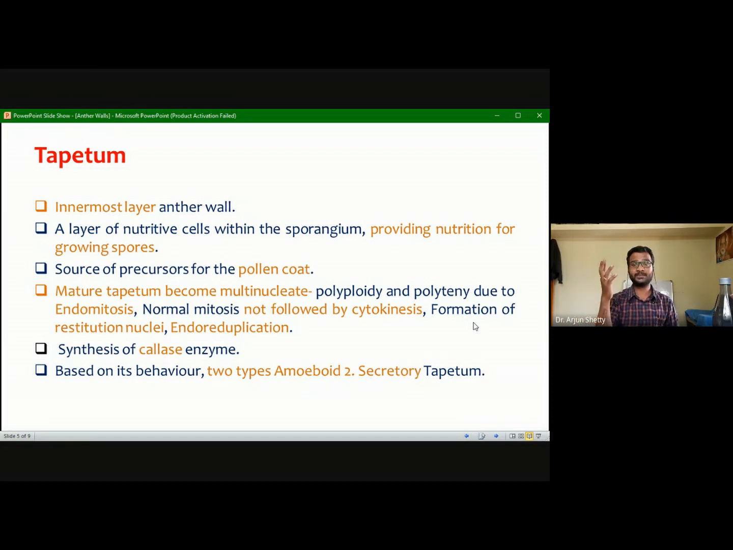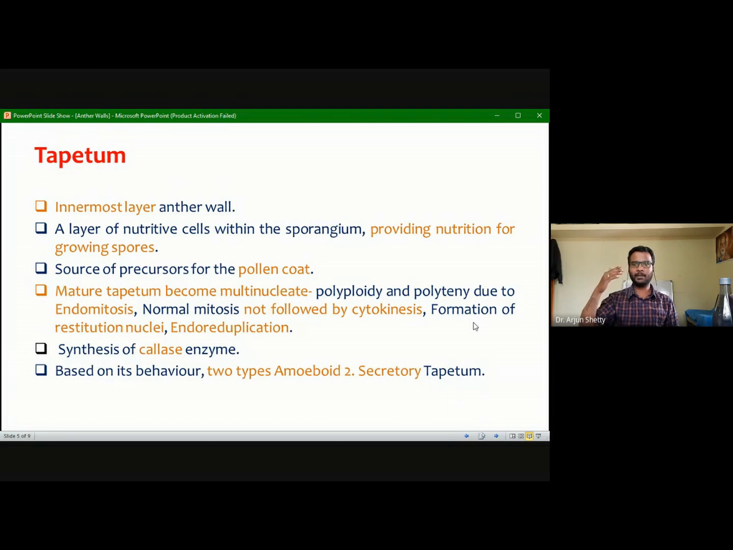That's the intelligence of a plant: whatever they require, they get it from the vascular bundles. So these vascular bundles supply all the nutrients to the tapetum. Just see, if the endothecium is getting all the nutrients from the vascular bundle, then how can the endothecium make sure that the microspores are getting all the nutrients?